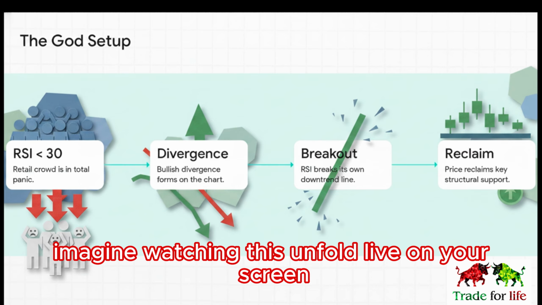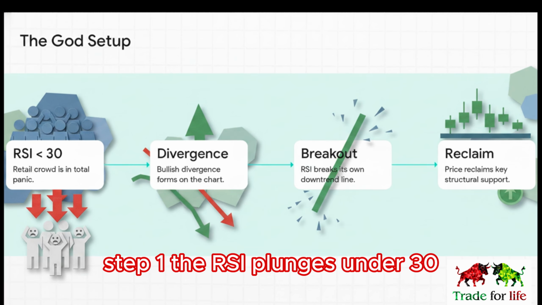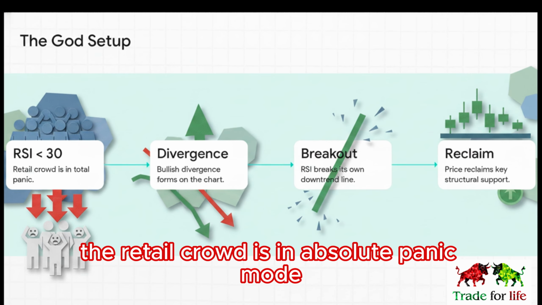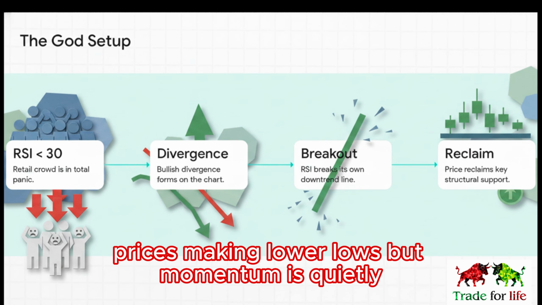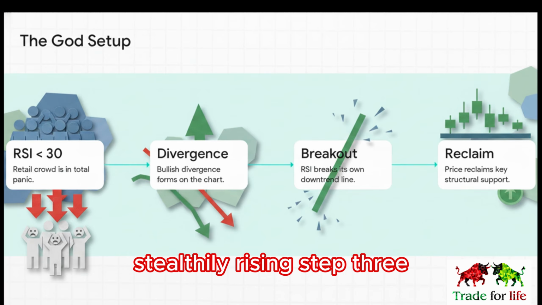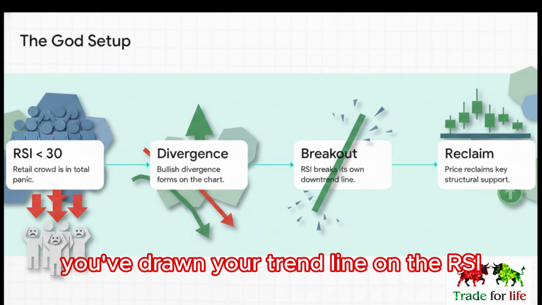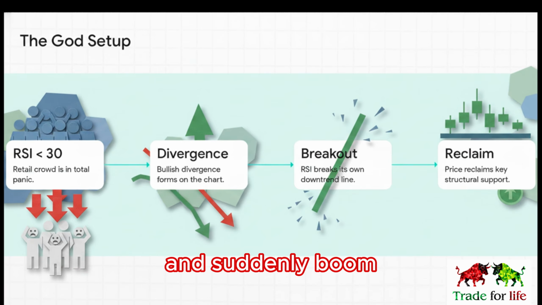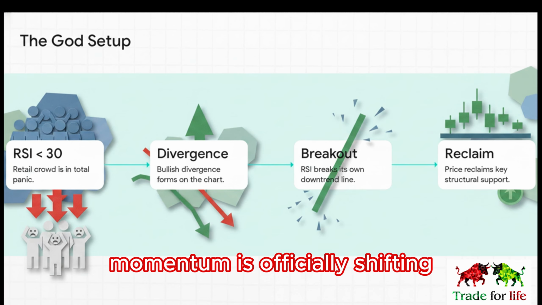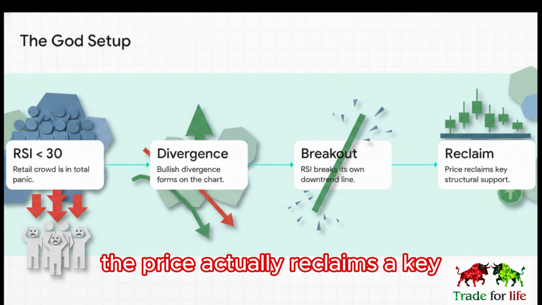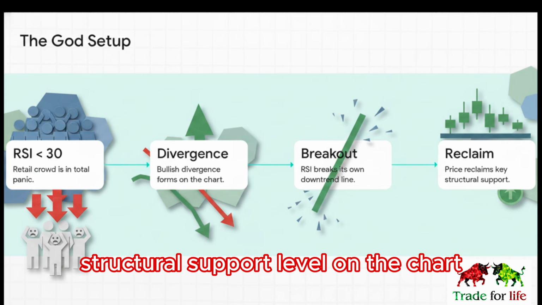Imagine watching this unfold live on your screen. Step 1. The RSI plunges under 30. The retail crowd is in absolute panic mode. Step 2. A bullish divergence appears. Price is making lower lows, but momentum is quietly, stealthily rising. Step 3. You've drawn your trend line on the RSI, and suddenly, boom, it breaks its downtrend line. Momentum is officially shifting. And finally, step 4, the price actually reclaims a key structural support level on the chart.